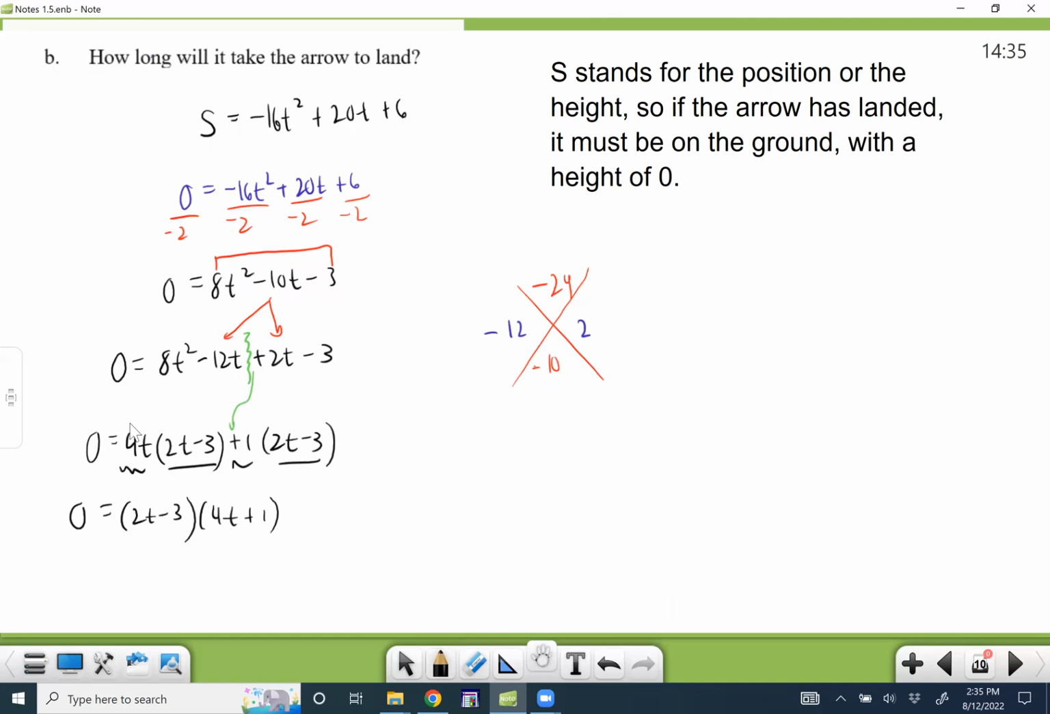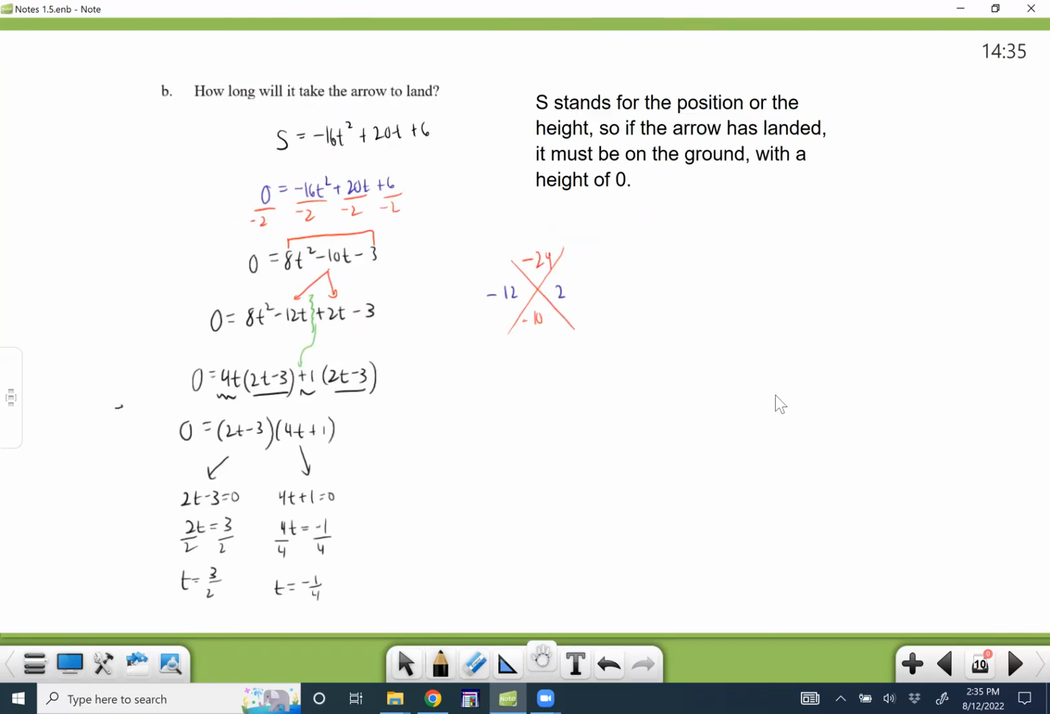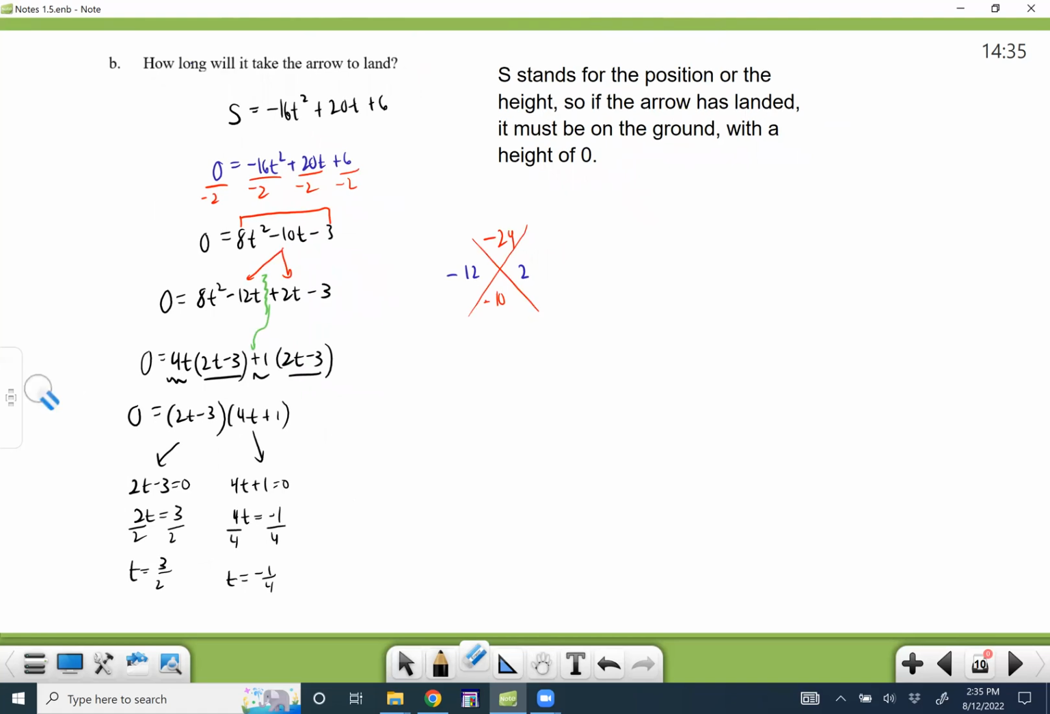So we're going to set each piece equal to 0. Or 2t plus 1 equals 0. Move over the 1. Divide by 4. So we're getting this bogus solution. We said no negative time in this class, no negative time in our calculus class either. Okay, we're not allowed to go back in time.